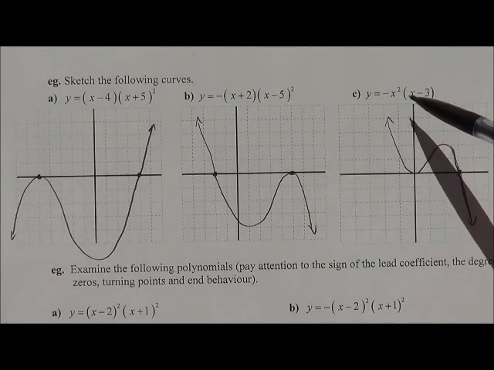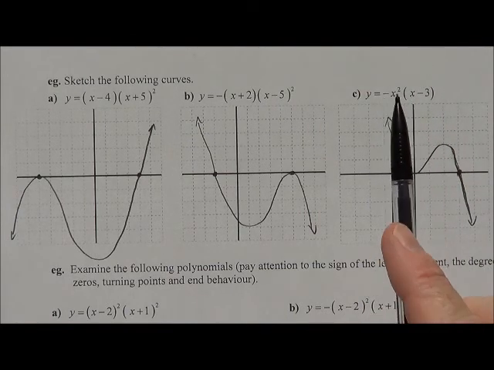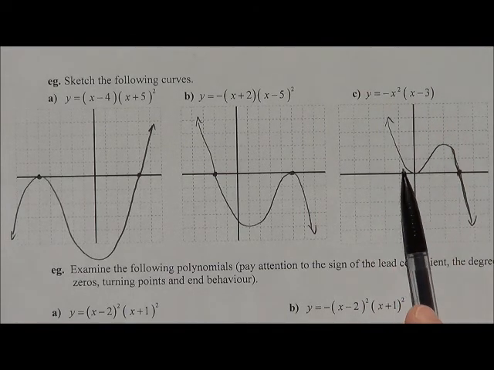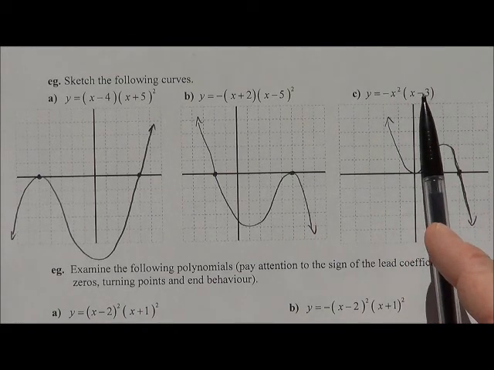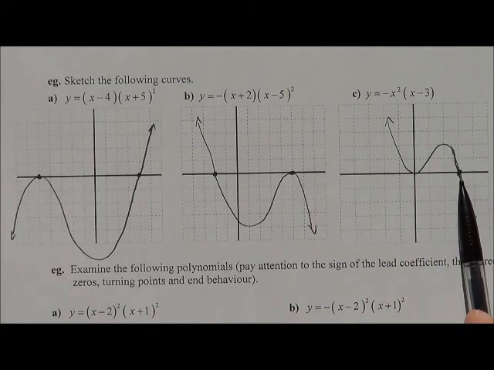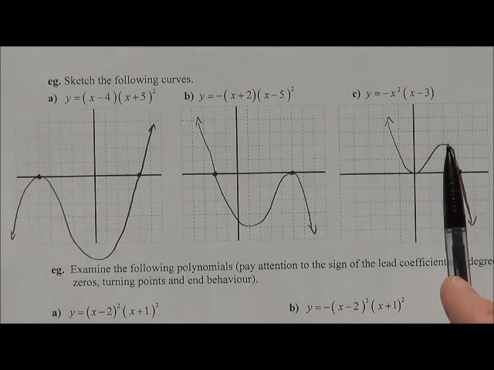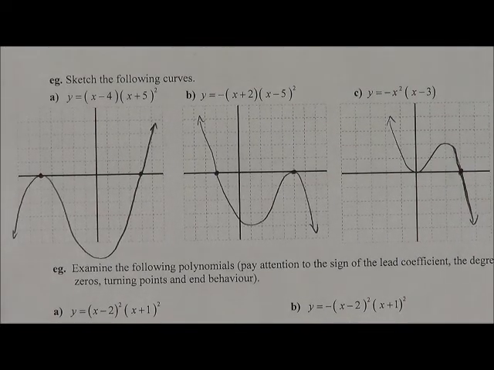The last one here, negative lead coefficient, so the graph is generally decreasing. Quadratic root is at x equals 0, and the linear root is at x equals positive 3. 2 turning points and 2 roots, or 2 zeros.